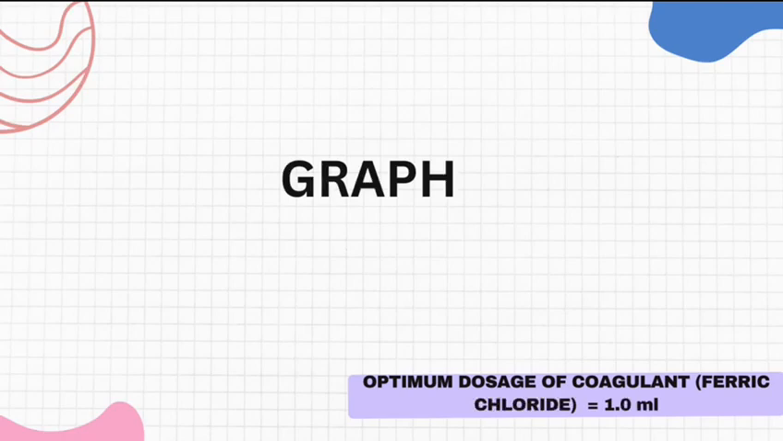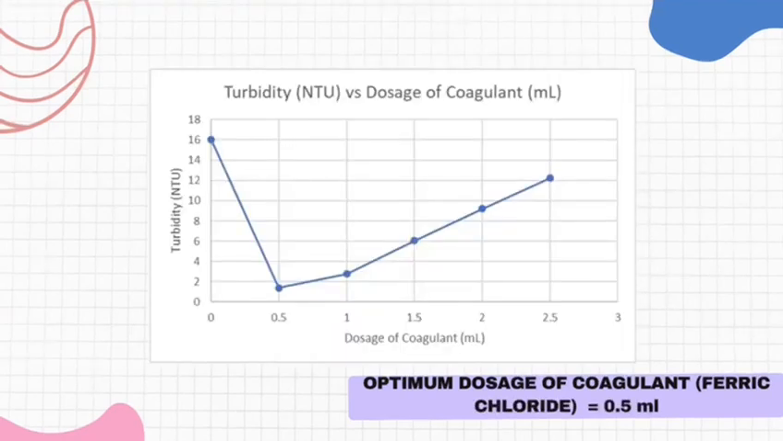Next, the graph shown is a turbidity against dosage of coagulant graph. From the graph, we can determine the optimum dosage of coagulant where we use ferric chloride, which is 0.5 milliliter.